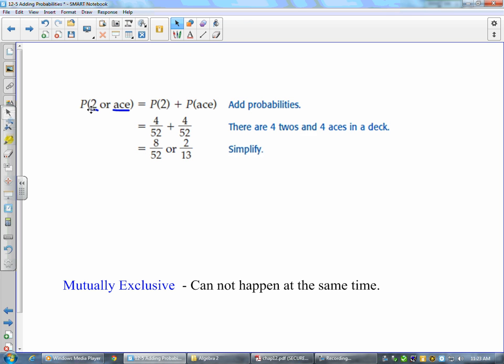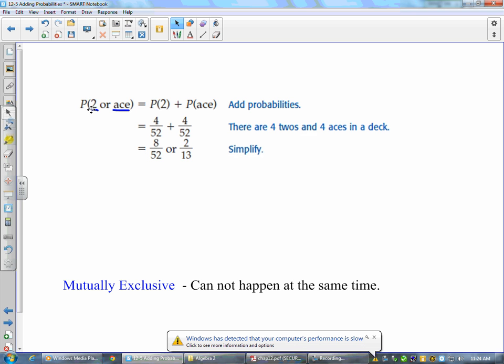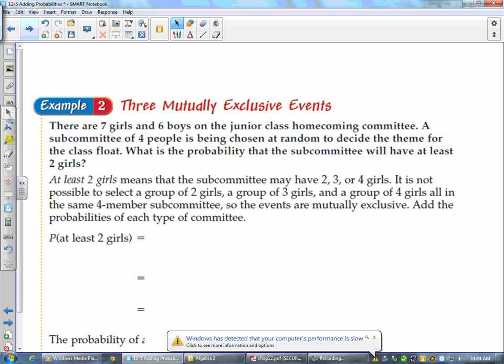This is an example of what's called mutually exclusive, and basically, it can't happen at the same time. So you're either going to draw a 2 out of the pile, or you're going to draw an ace. You can't have a 2 and an ace in the same card. Okay, what happens if you have 3 mutually exclusive events?